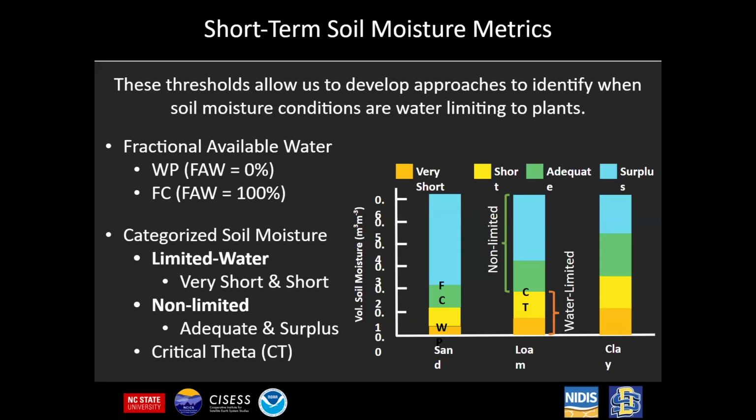For our products that we're putting online, we're making it a little easier to interpret. We're putting it into percentiles. So as your FAW approaches wilting point, you're going to hit 0%, and as you approach field capacity, 100%.